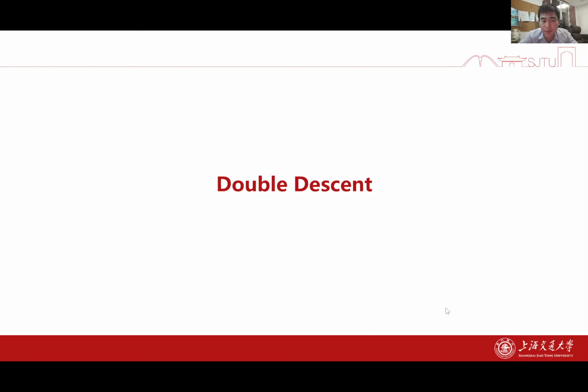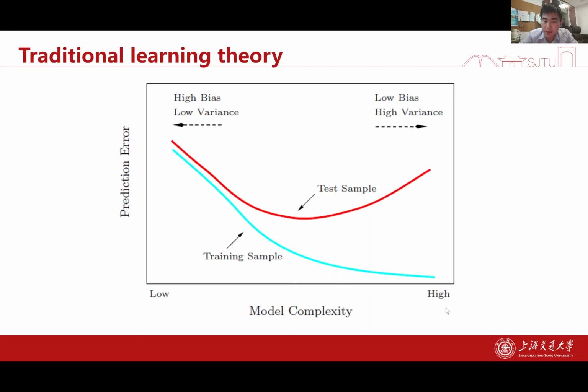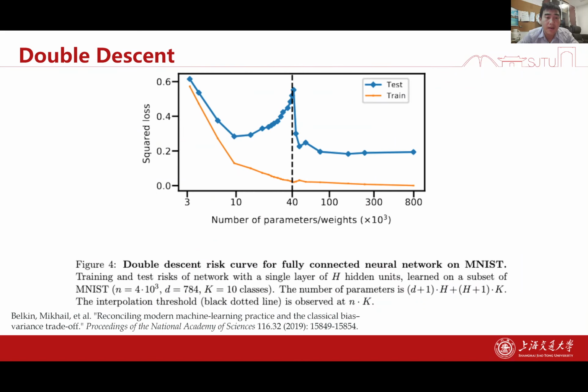The next phenomenon we want to introduce is double descent. In traditional learning theory, we anticipated that as model complexity increases, the training error will continuously decrease. But for the test error, the error will first decrease and then increase. That is the so-called overfit. The key reason is the model is too complex. It can learn everything. But for deep learning or for some other methods like the kernel method, a new phenomenon called double descent is found.